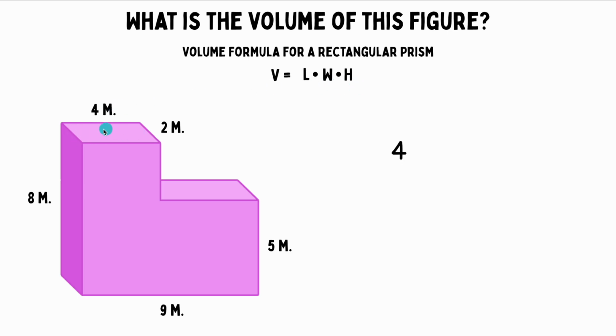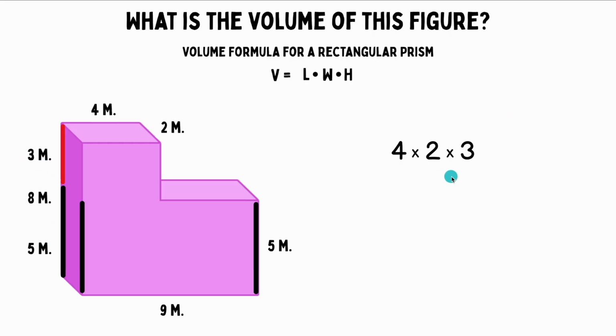We know the length is 4, the width is 2. Now let's figure out the height. We notice that this says 8, but we only need this much. So let's use what we have. We have 5 meters here, which means that this is also 5 meters, and this is 5 meters. 8 minus 5 means this is 3. 4 times 2 times 3. We know that 4 times 6 is 24 meters cubed. The volume of this section of the compound figure is 24 meters cubed.